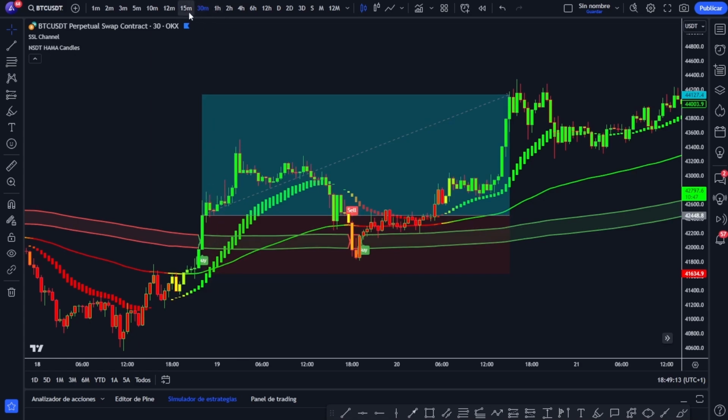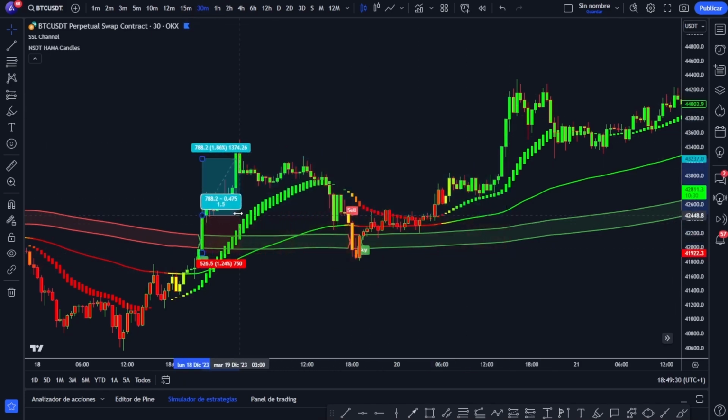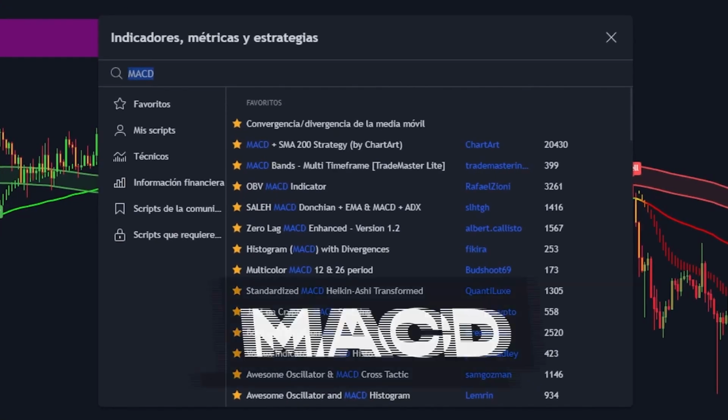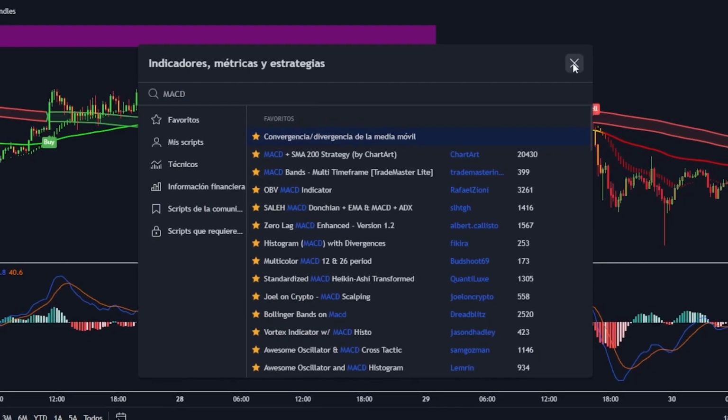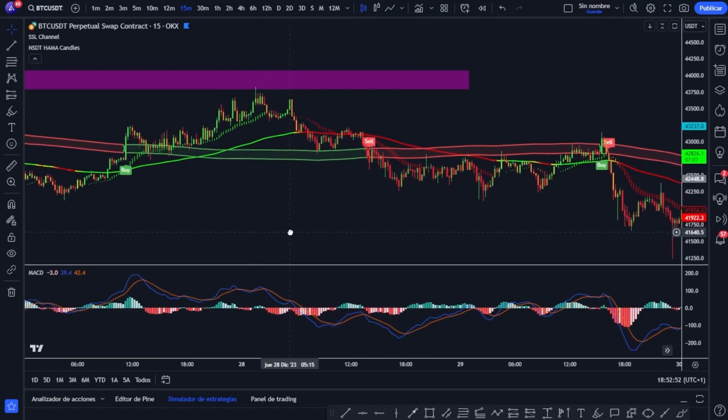As I mentioned, in 1 hour and 30 minutes, I prefer to take profits with 1.1 ratios and with a tighter stop loss. But this, as I said, depends on your management and risk aversion. On the other hand, when going down to the 15-minute time frame, you can also help yourself with the classic MACD to assist you in interpreting better entries and exits.